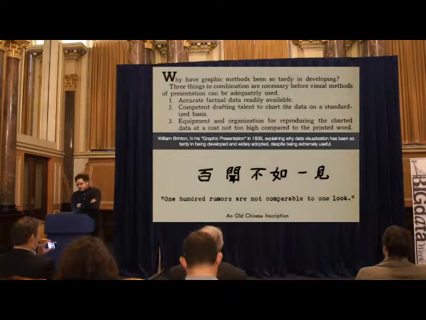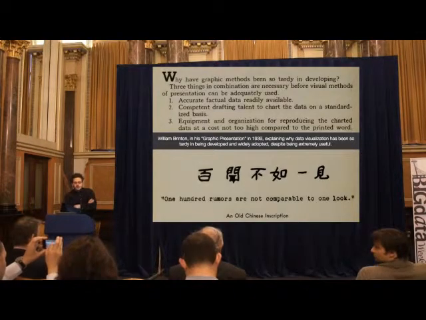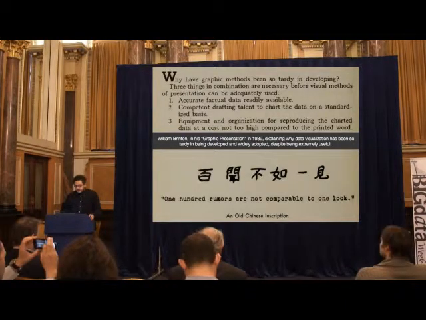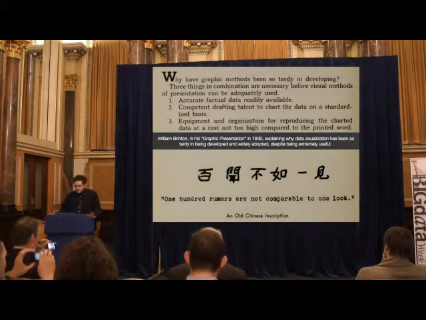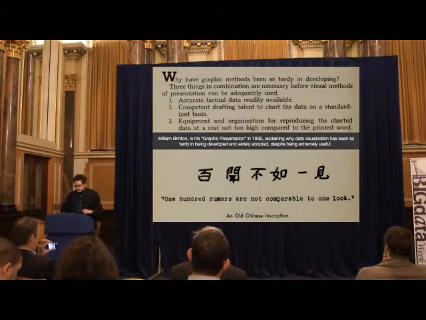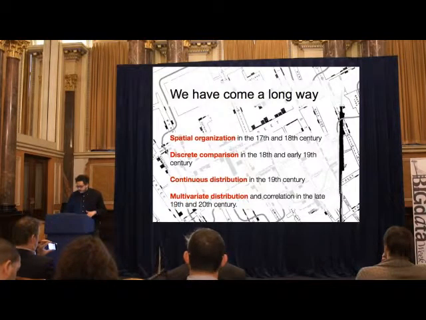So they were saying that the reason why people had been slow in adopting visual ways of dealing with data was that actual data wasn't really available. Competent drafting talent to chart the data on a standardized basis was lacking, and equipment and organization for reproducing the charted data at a cost not too high compared to the printed word was actually completely not at hand. Now, all these three factors have been smashed by the big data revolution and by the fact that electronics and computers have made data visualization the ubiquitous interface that we have today.